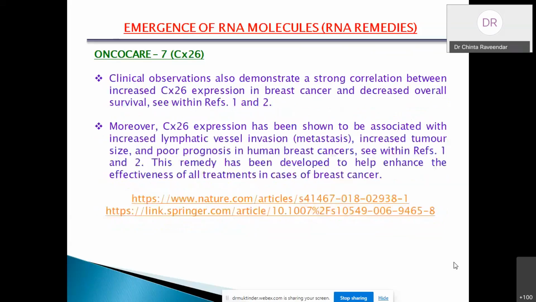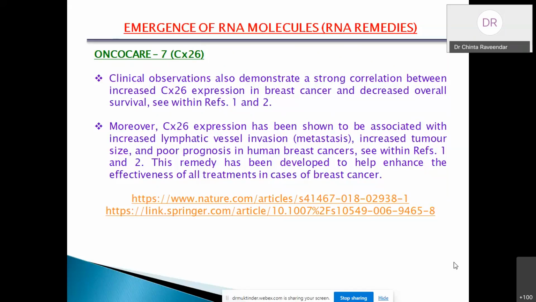Next. The clinical observations, the same continuation of the 7th molecule, demonstrate a strong correlation between increased CX26 expression in breast cancer cells and decreased overall survival. See, when it is more expressed, the survival rate is very low in breast cancer patients. Moreover, expression has been shown to be associated with increased lymphatic vessel metastasis. See, this has a relation with metastasis and also increased tumor size.